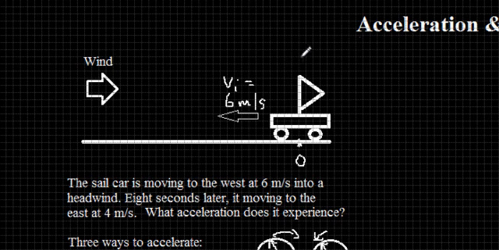And typically on a piece of paper, if we're moving in just one dimension, and you can choose another way, but typically we choose to the right to be positive. So in this case, that's going to be east. To the east is positive.